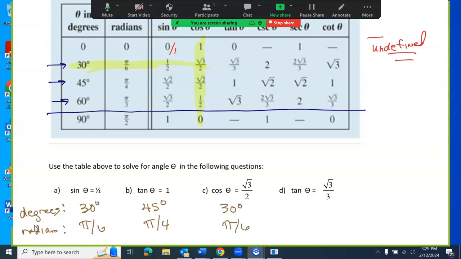And lastly, let me erase these. Okay, lastly, we're going to look at this. Tan of theta is radical 3 over 3. Go down the tan column. Pick up your angles that go with it. And our answers are either 30 degrees or pi over 6. So that's how you work backwards from the values to get your angles. I hope that was clear.